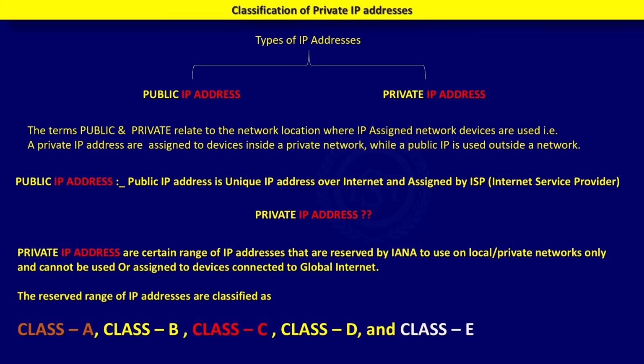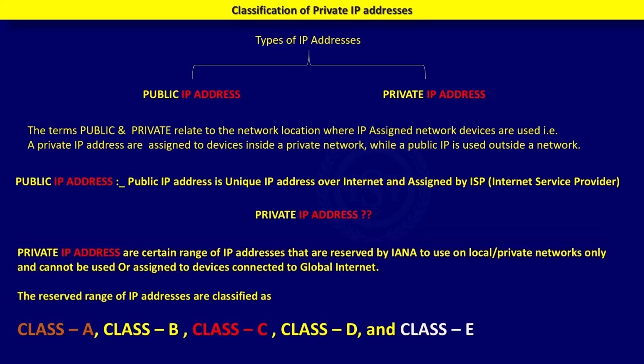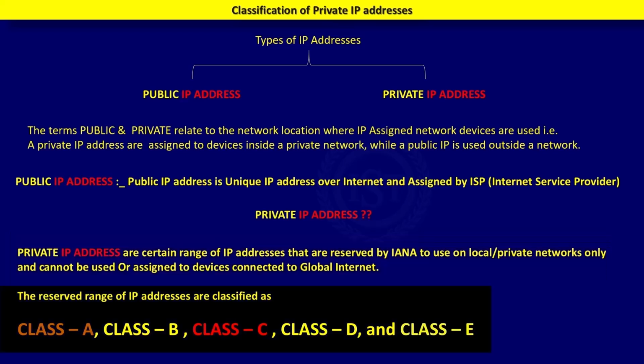And even private IP addresses are again classified into different classes. As you can see in the slide, private IP addresses are a certain range of IP addresses that are reserved by IANA to use on local or private networks only and cannot be used or assigned to devices that are connected to the global internet. Again, the reserved ranges of these IP addresses are classified as we have discussed: Class A, Class B and Class C.